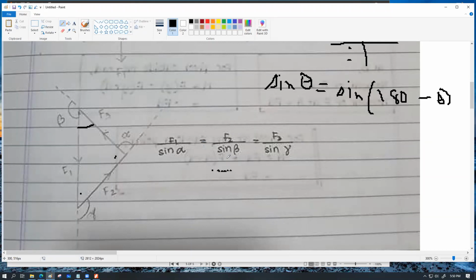So are we clear about this idea? One of the key parts that I need you to understand is that for this triangle that we can see over here, the sine rule could be easily applied. You can only apply this sine rule whenever you have three forces producing equilibrium. Three forces producing equilibrium.